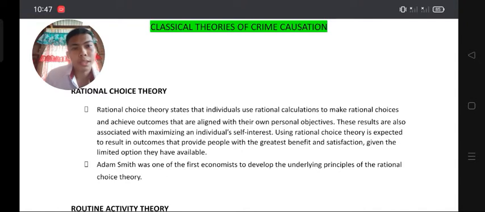Rational choice theory states that individuals use calculation to make rational choices and achieve outcomes that are aligned with their own personal objectives. These results are also associated with maximizing an individual's self-interest. Using rational choice theory is expected to result in outcomes that provide people with the greatest benefit and satisfaction given the limited options they have available. Adam Smith was one of the first economists to develop the underlying principle of rational choice theory.